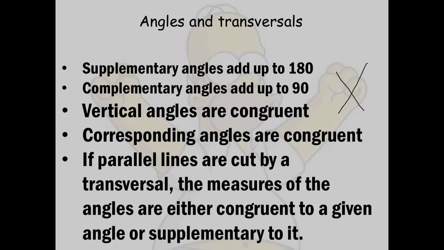Corresponding angles are congruent. Okay, so we'll look at what corresponding angles look like. Corresponding means in the same position. And the final thing, if parallel lines are cut by a transversal, the measures of angles are either congruent to a given angle or supplementary to it. So we already know what supplementary means. It means it adds up to 180. We'll need that to solve the next problems.